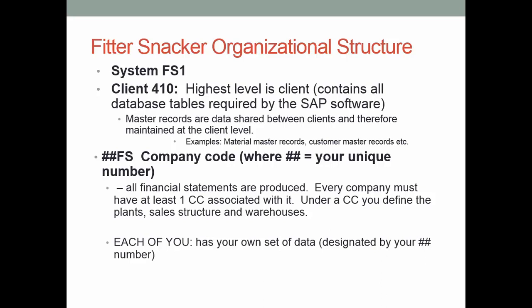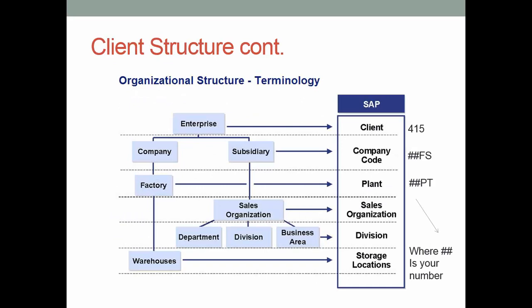The client contains all the database tables required by our SAP software. All the master records are data that's shared between the clients, and therefore it sits at the client level. So all master data sits very high in the system and is shared across the clients. That's basically what that's telling you. The company code, with your unique number, is where all financial statements are usually produced, and every company must have at least one company code associated with it in order to have a functioning system.